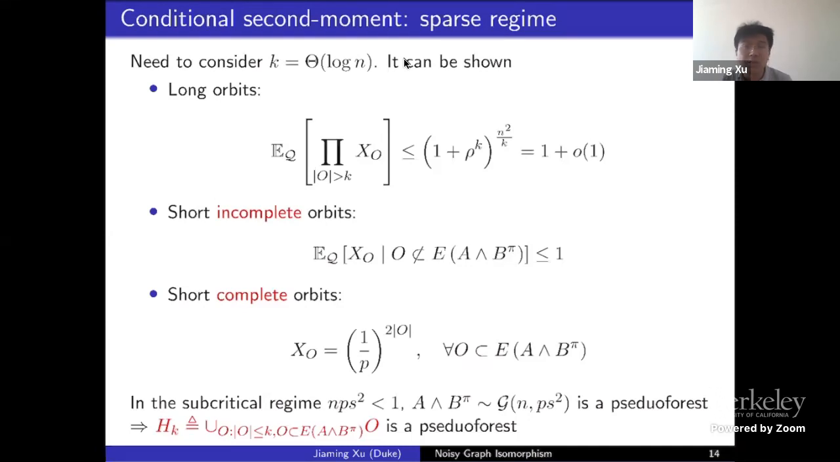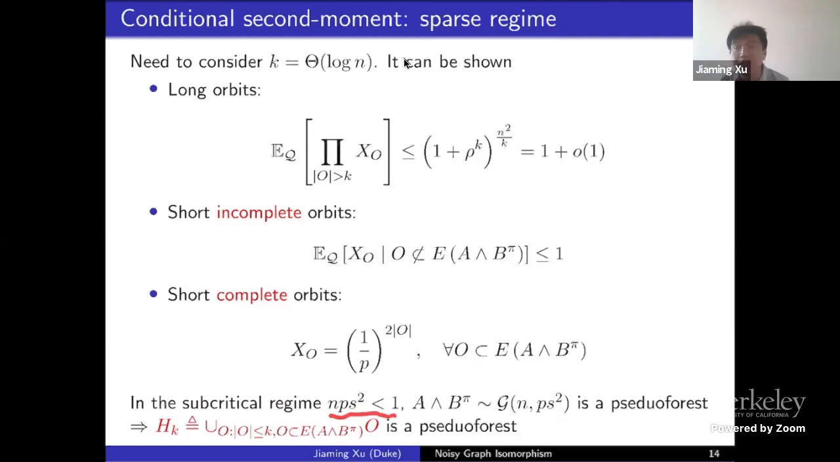So the only trouble comes from these short complete orbits, those orbits that are completely included in the edge set of the intersection graph. Because in this case, X_O actually attains the maximum possible value, that is (1/p) to the power of 2 times the length of O. So somehow we need to control the number of such short complete orbits.